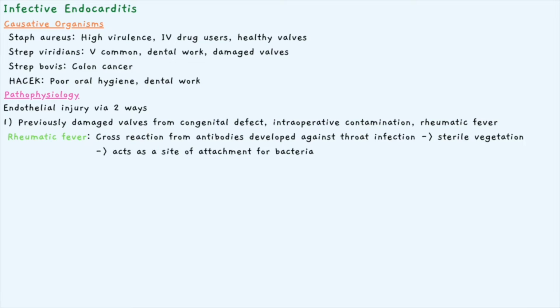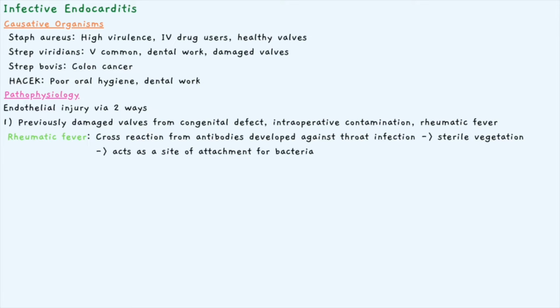The pathophysiology is basically due to injury of the endothelium, and this can occur in two ways. So the first way is a previously damaged valve, and this could be from a congenital defect, such as a bicuspid aortic valve, intraoperative contamination if they're replacing a heart valve, or rheumatic fever. And rheumatic fever is a cross-reaction from antibodies developed against a throat infection.